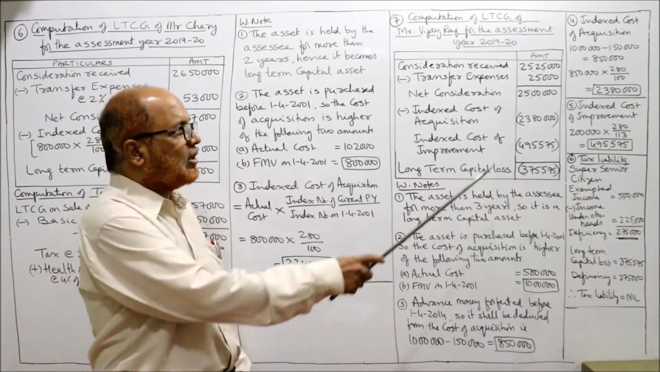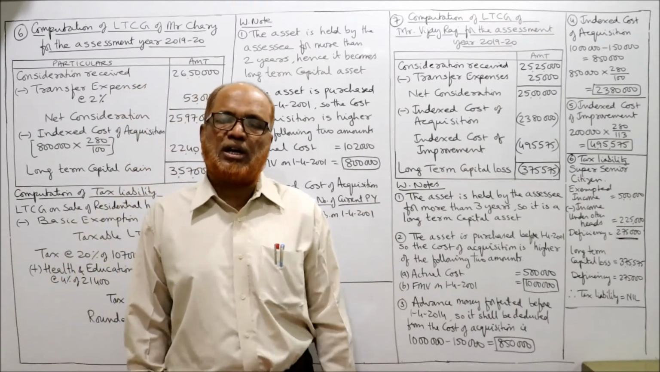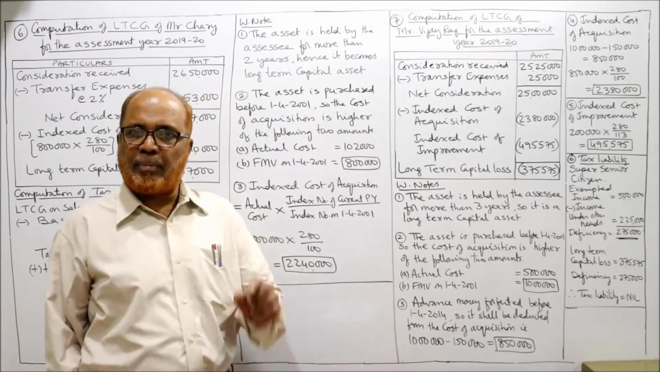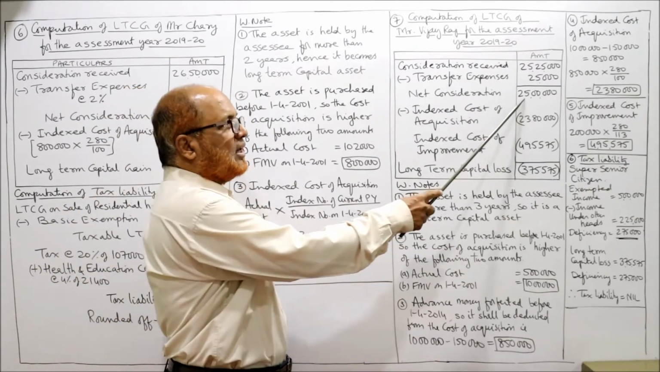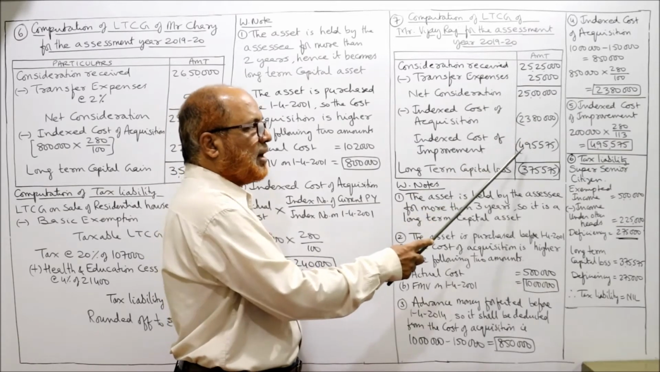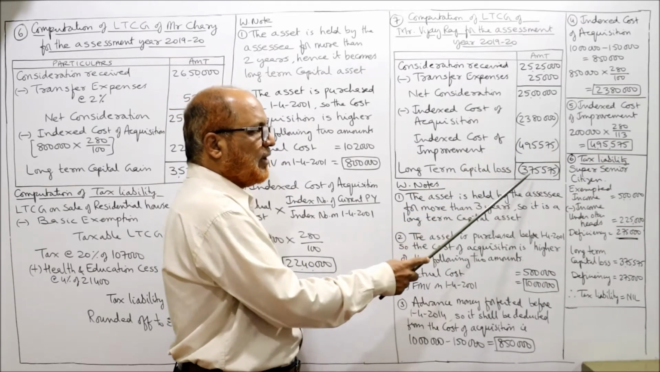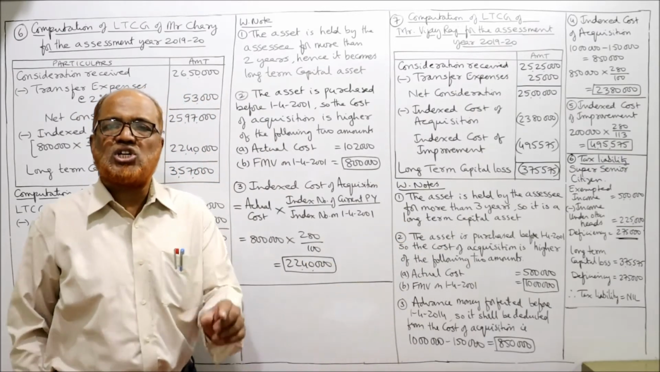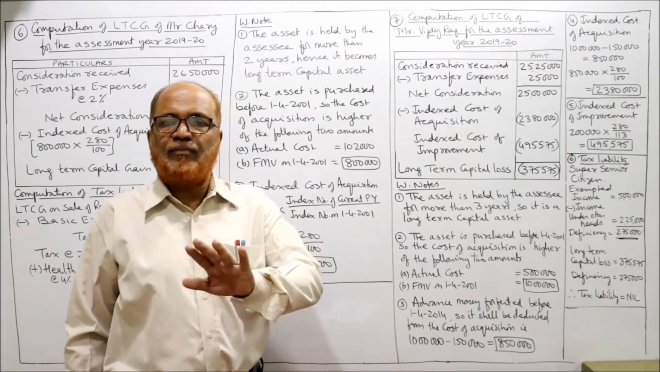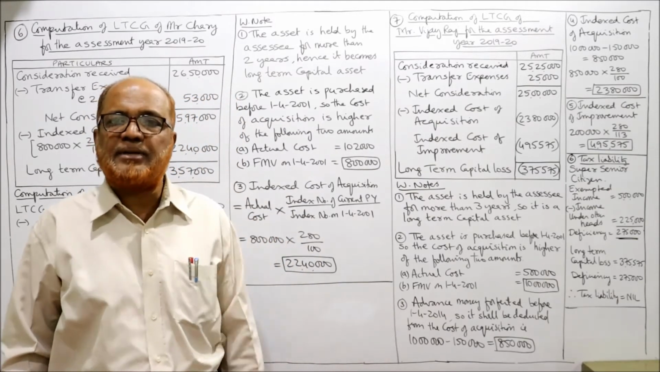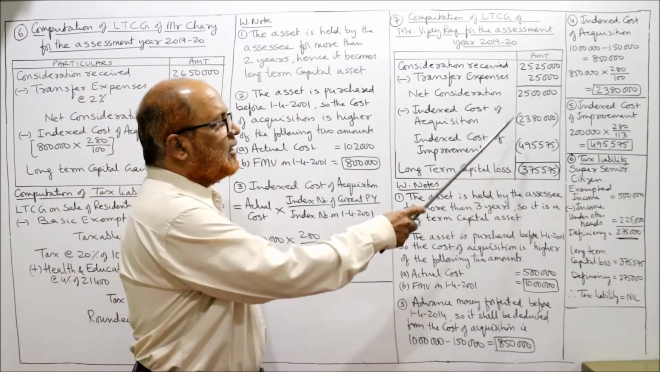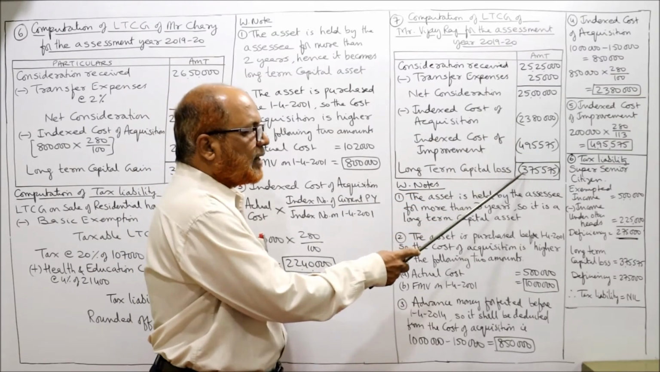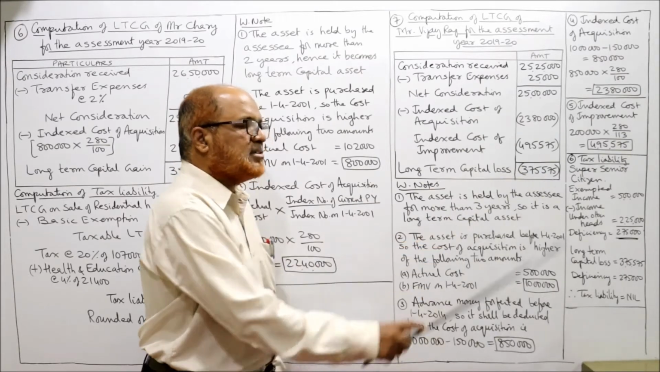In working notes, I'll show how we got indexed cost of acquisition and indexed cost of improvement. So bracket denotes subtract. Bracket means minus. So we have to subtract 25 lakh minus 23,80,000 minus 4,95,575. So ultimately, long-term capital loss. First time we are coming across a situation where we don't have capital gain, we have capital loss. Minus is coming: 25 lakh minus 23,80,000 minus 4,95,575. You are getting minus 3,75,575.